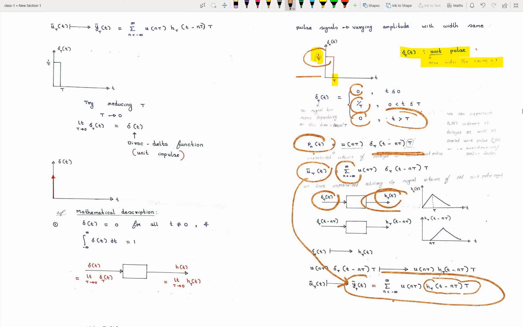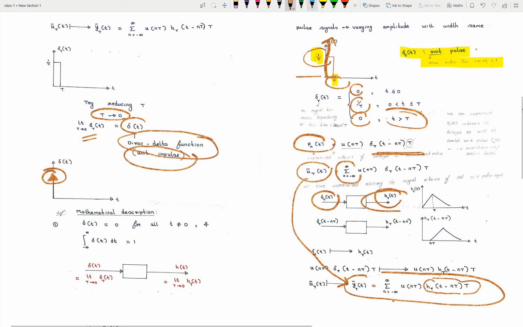But our original signal is u of t, right? So what we do here is take T tending to 0. When we take T tending to 0 of this unit pulse, we get delta of t. When T tends to 0, the amplitude will go to infinity. This is known as the unit impulse, also known as the Dirac delta function.